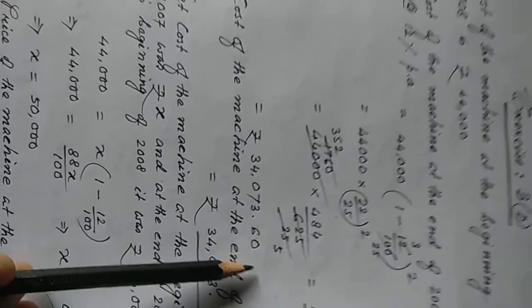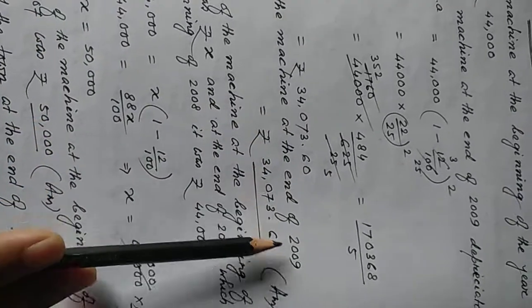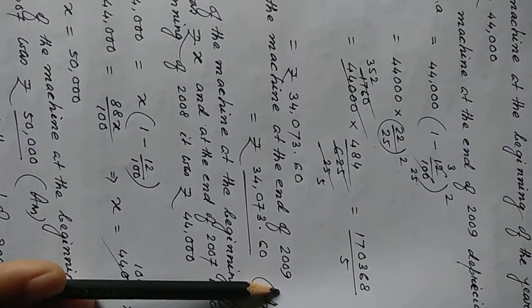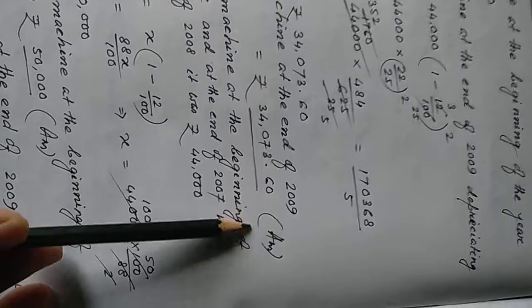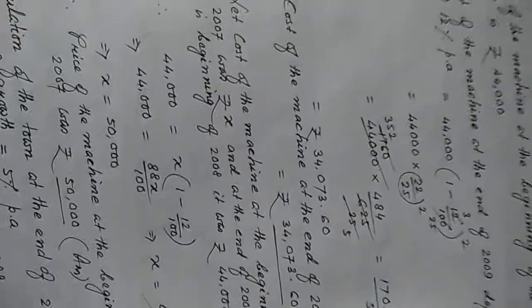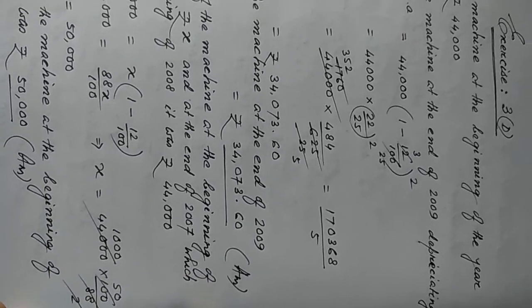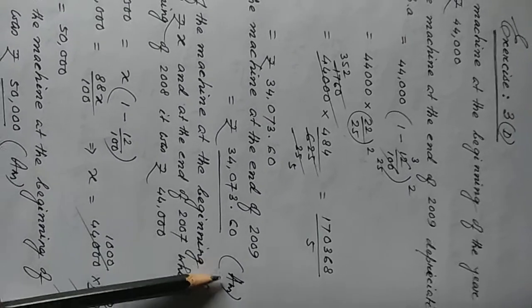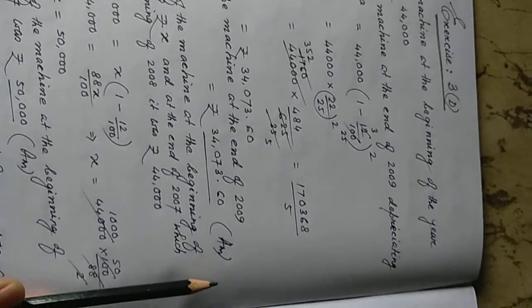34,073.60. So this is the cost of the machine at the end of 2009, that is rupees 34,073.60. Now we have to find what was the cost of the machine at the beginning of, at the end of 2007.